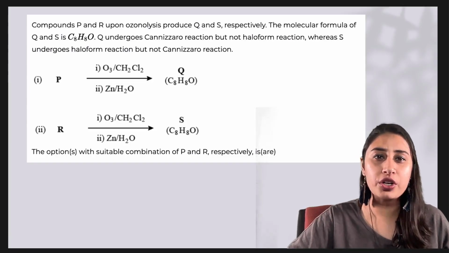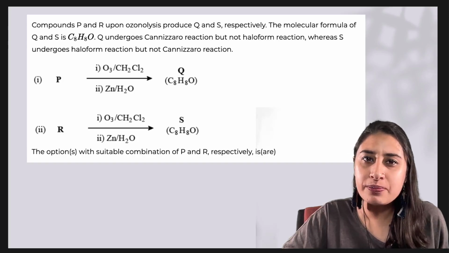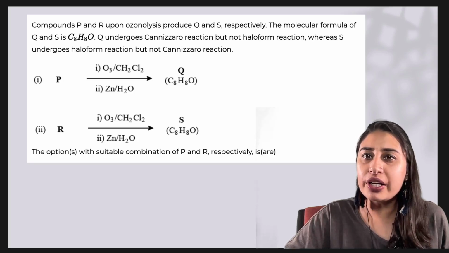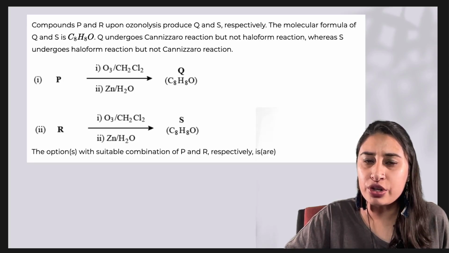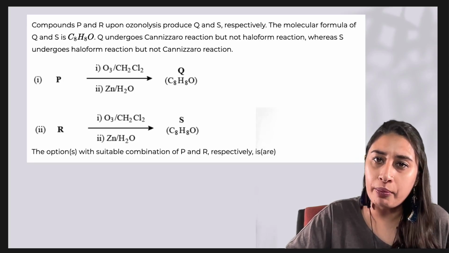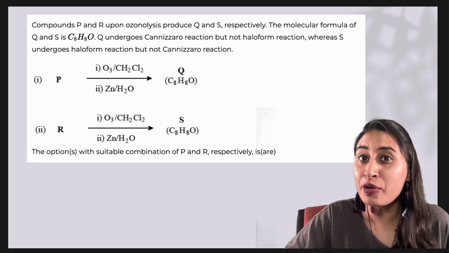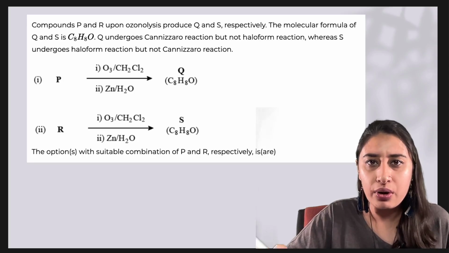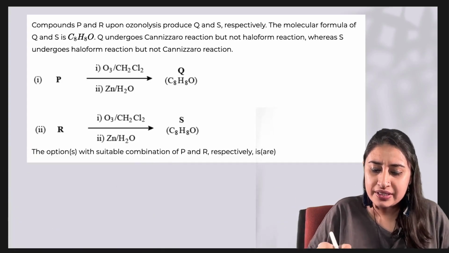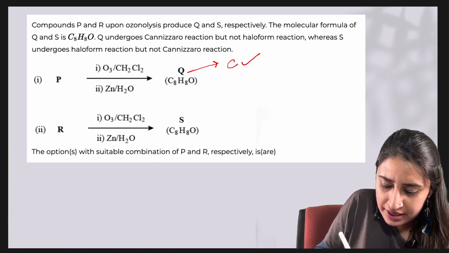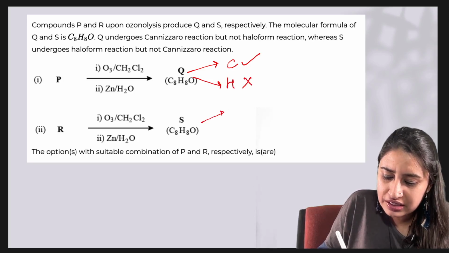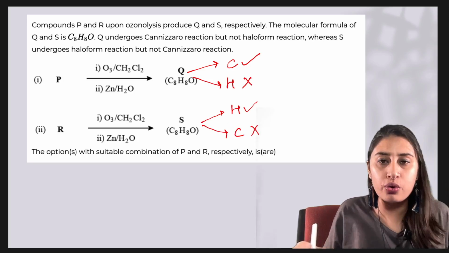You can see that compounds P and R upon ozonolysis produce Q and S respectively. The molecular formula of Q and S is C8H8O. Q undergoes Cannizzaro, that's a big hint, but not haloform reactions, whereas S undergoes haloform reaction but not Cannizzaro. So I hope you could decode what is written. When you have such a question, always write that this one, Cannizzaro yes, haloform no. This one, haloform yes, Cannizzaro no.